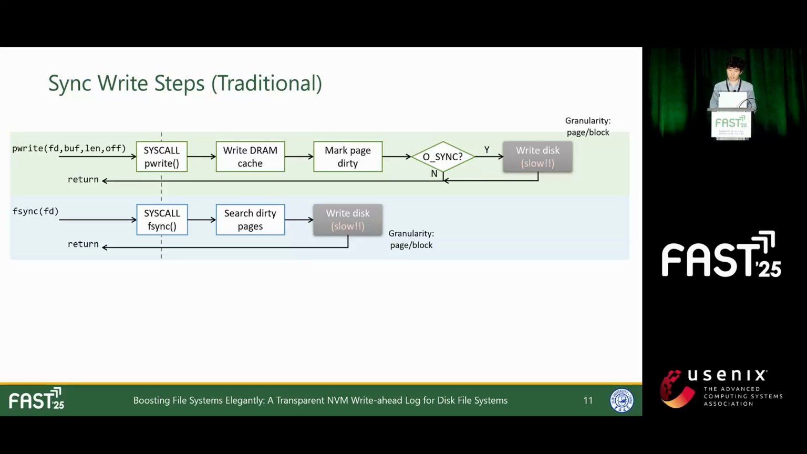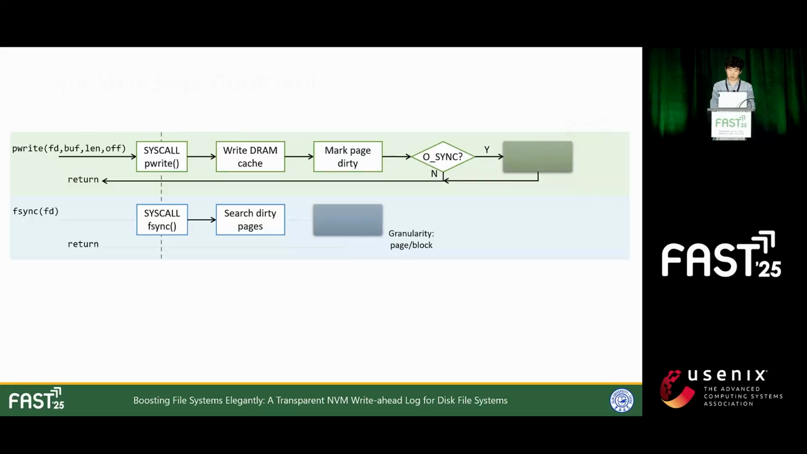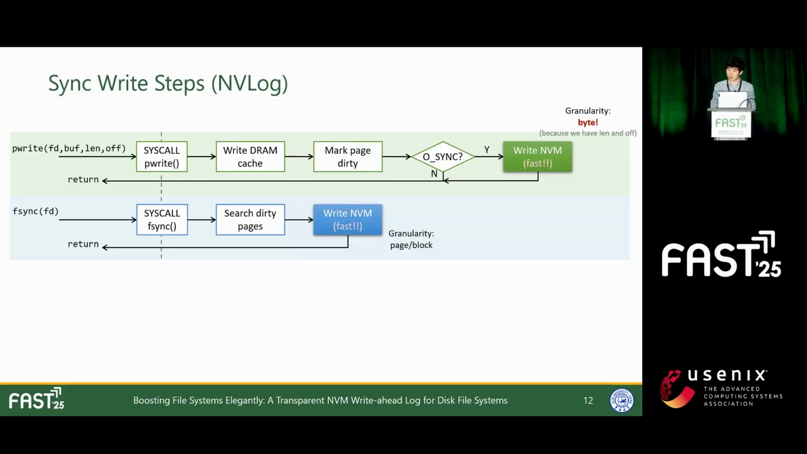Here is the sync write step for a traditional disk file system. We can see that when sync happens, it needs to wait for slow disk I/O. And since the minimum write granularity of a disk is a block, these operations cannot achieve finer-grained persistence. So instead of waiting for slow disk I/O, we write sync data to NVM in NVLog and immediately return. The pages will later be asynchronously written back to disk in the background. And note that for sync writes, we know the offset and length of the data being written. And since NVM supports byte granularity writes, we can achieve fine-grained persistence for small sync writes.